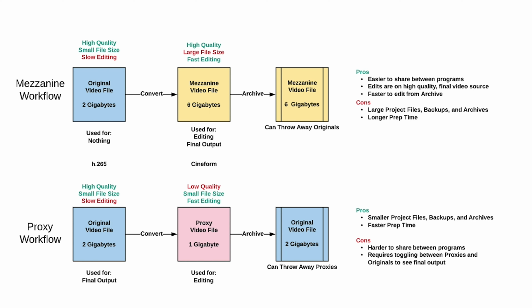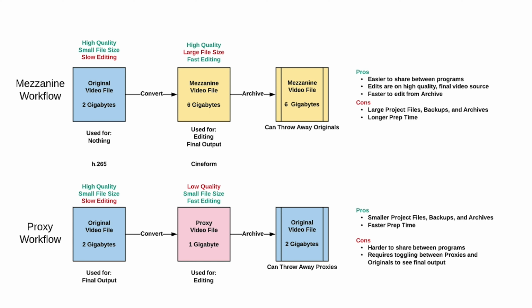The cons are that the project files, the backups, and the archives are all very large. Anytime you want to send this to another computer or make a backup or final archive, you're storing these larger video codec files. It's also longer prep time because it takes a lot longer to convert from the original file to the high quality mezzanine video codec file.